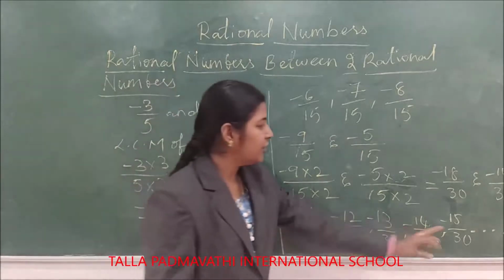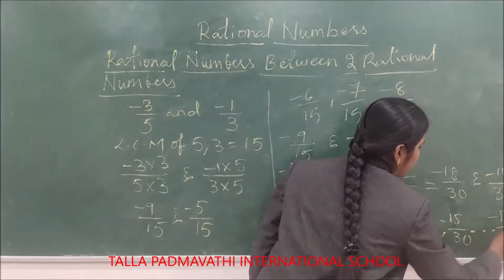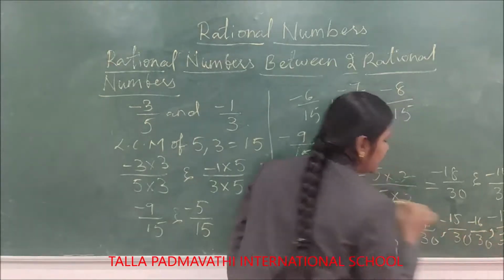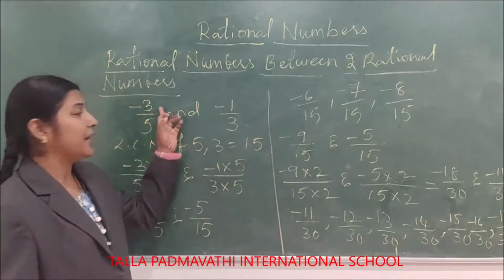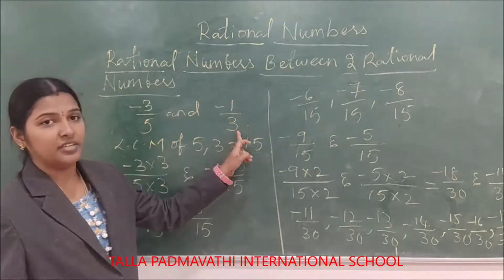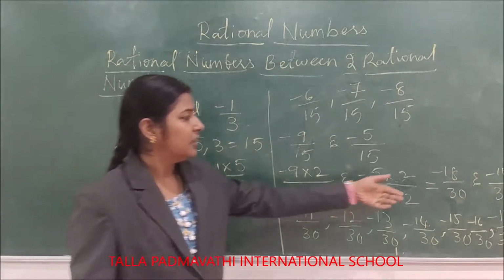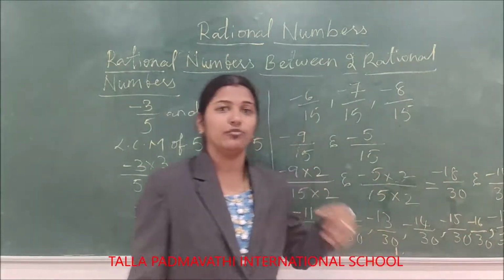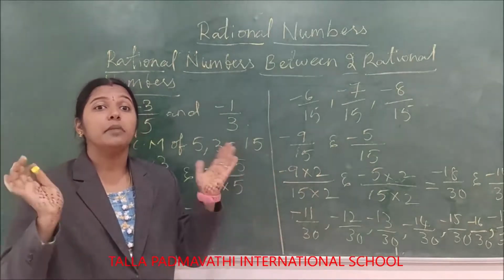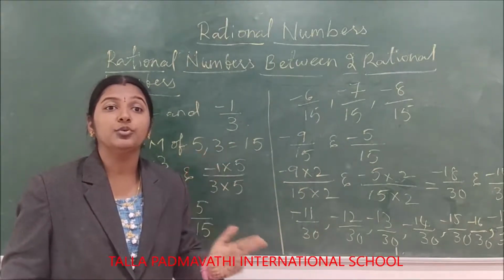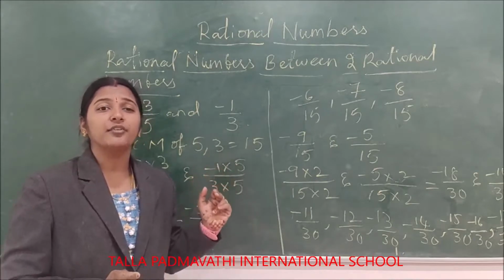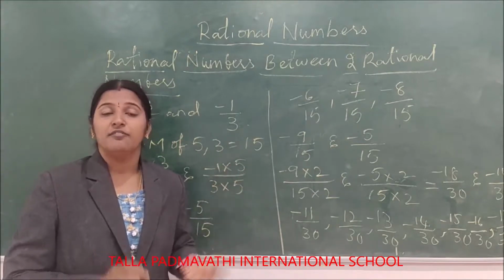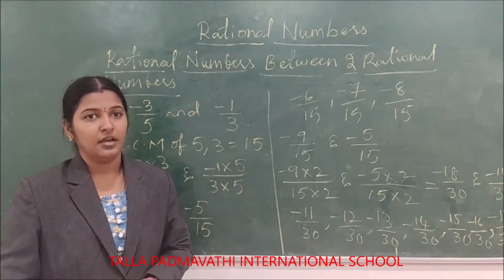So children, till where will you be getting? Till minus 17 by 30. That means in the middle you will be having minus 16 by 30. So these are the rational numbers between minus 3 by 5 and minus 1 by 3. Here we already got minus 18 by 30 and minus 10 by 30. You can even multiply it with 5 or with 100. You will be getting many rational numbers in between two rational numbers. That is, infinite rational numbers are there in between two rational numbers. We can find infinite rational numbers.